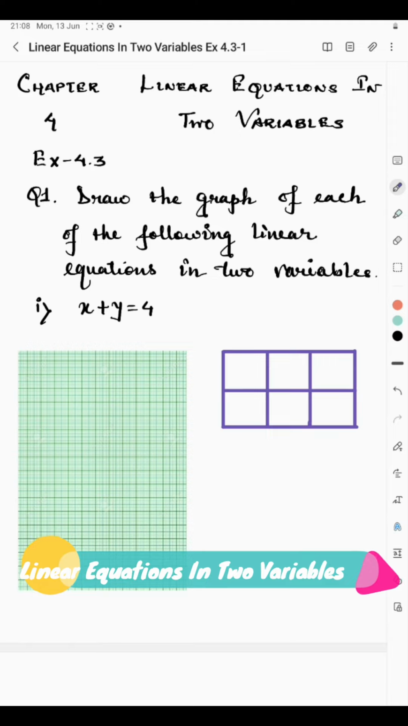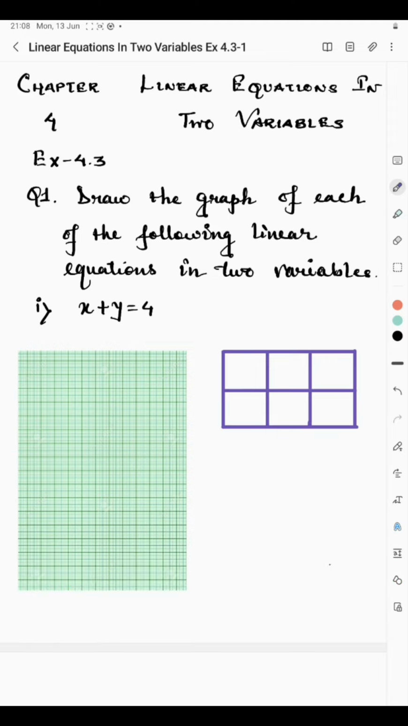Students, today I'll be starting with question number 1 of exercise 4.3. Question number 1 says: draw the graph of each of the following linear equations in two variables. Here the equation in two variables is given. Okay, here we have the linear equation in two variables.